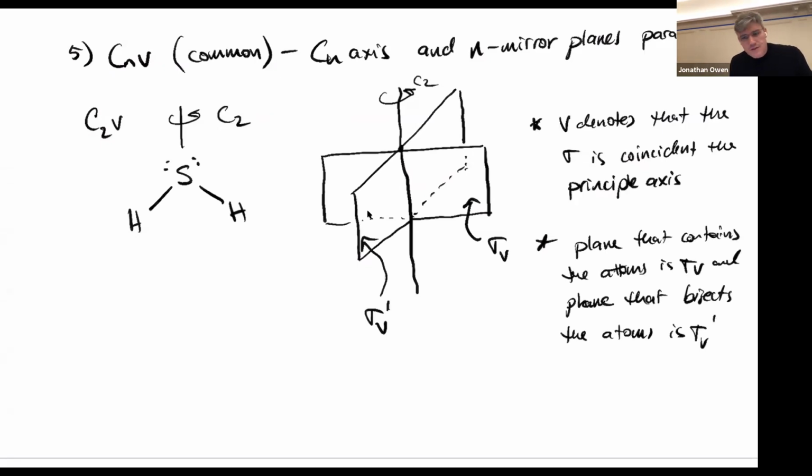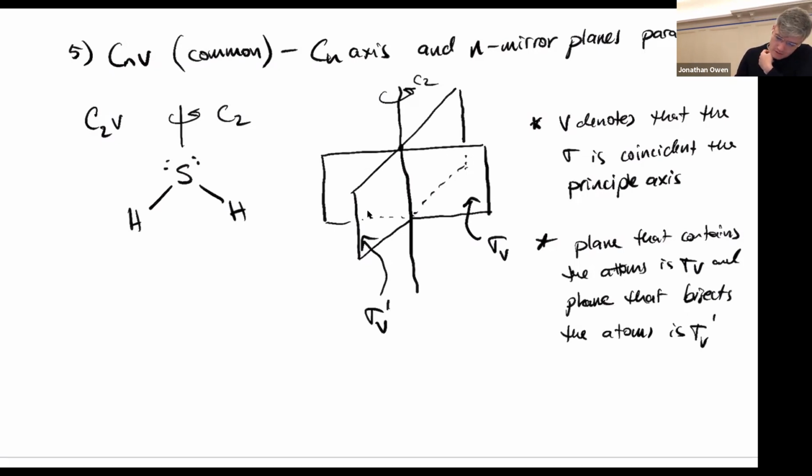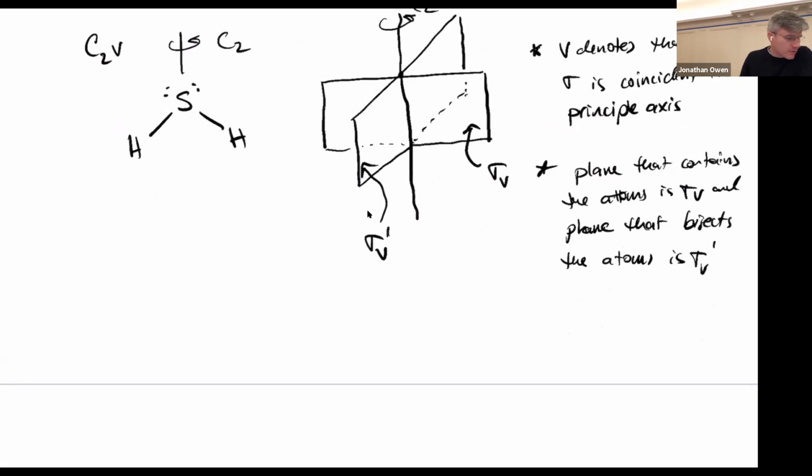Now, some of these conventions, as you're going to find, are not the same as what the book is using, and one book will be different than another book, and it can get a little bit confusing. But we're going to stick with this idea that if the atoms fall in the plane, it does not have a prime, and prime is given when the atoms fall off that plane.